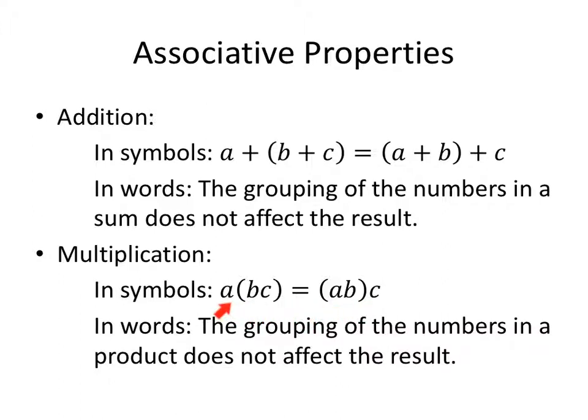When you multiply, you can multiply B times C first, parentheses, and then times A, or you can multiply A and B first and then C, or you can multiply A and C and then B. The grouping of the numbers in a product, so in a multiplication problem, does not affect the result. As long as we're using multiplication and we use each of A, B, and C only once, it's all good.